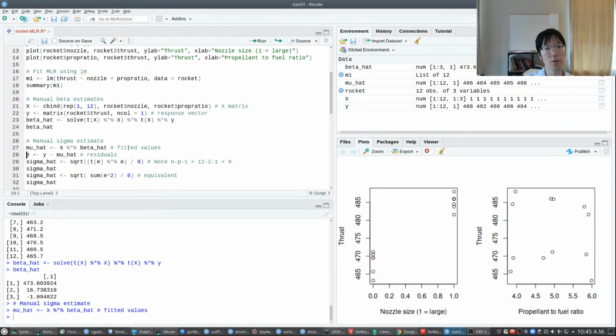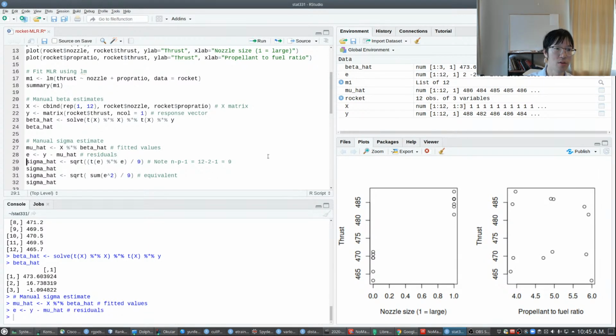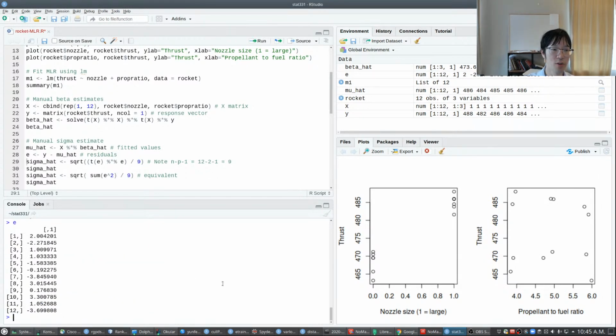And then the residuals, by definition, are the difference between the response and the fitted value. So we can do y minus mu hat, and that gives us the vector of residuals. There are 12 of them because we had 12 observations in our data set.